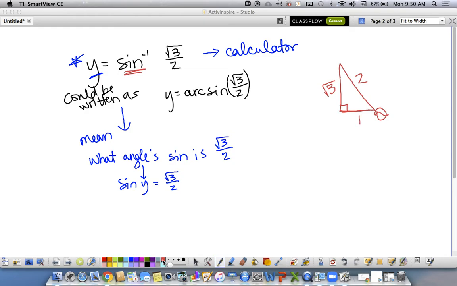Does this triangle ring a bell to anybody? Opposite 1 is always 30 degrees. That means this is 60 degrees. Okay? So is my theta or my y equal to 60 degrees? Yes, it is. All right. And that's it. Could I have done that in radians?